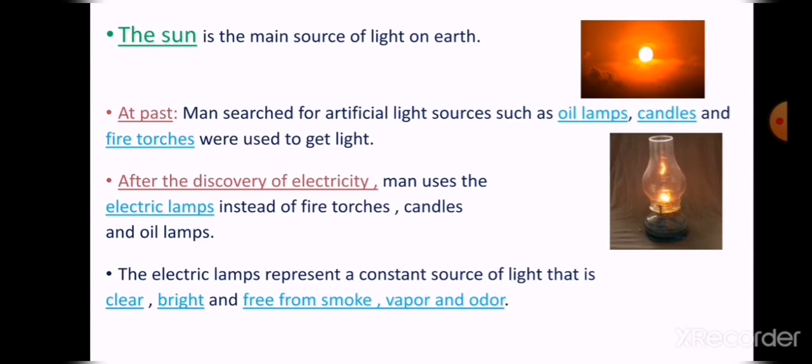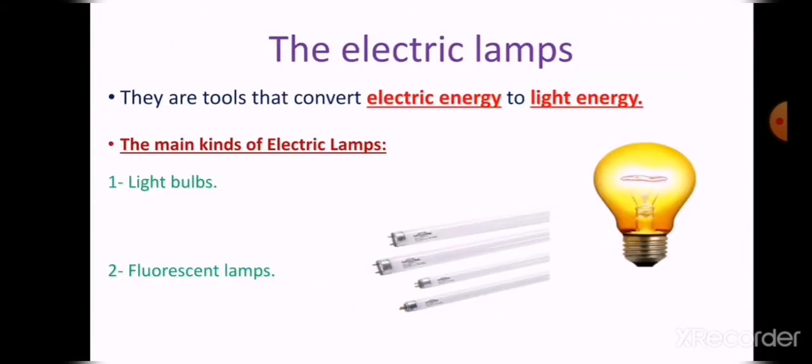This lesson consists of two parts. In this lesson, we will study two parts. Part number 1 called electric lamps, and part number 2 called the electric circuit. Okay, let's start with number 1, the electric lamps.